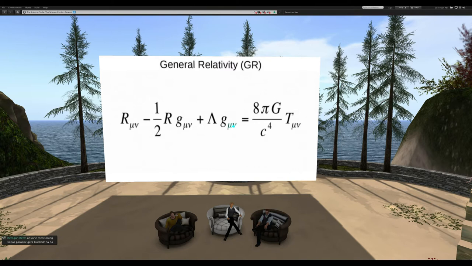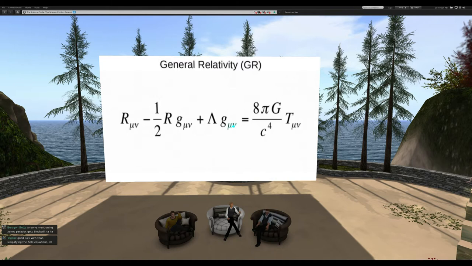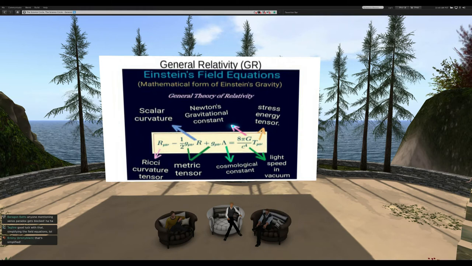So here are the Einstein field equations. This actually represents like 10 different equations because these indices here vary depending on the dimension you're talking about. So what I suggest is these are beautiful equations. Let us all bask in the glory of the beauty of these equations for a moment. Okay, that's enough basking.